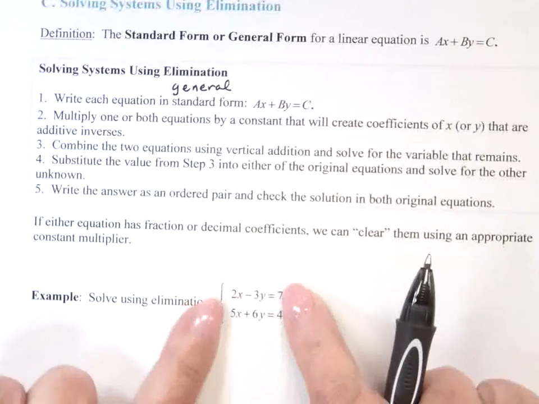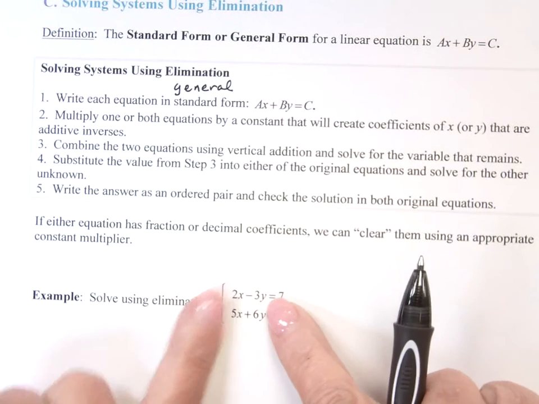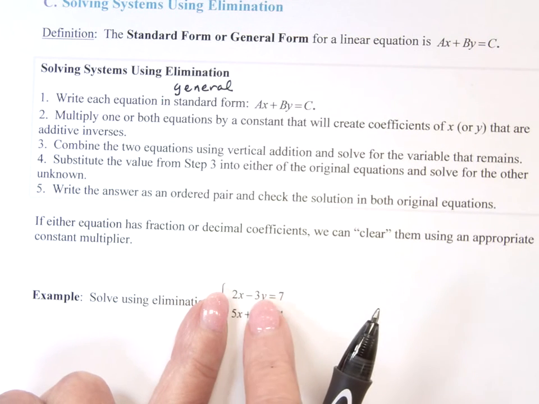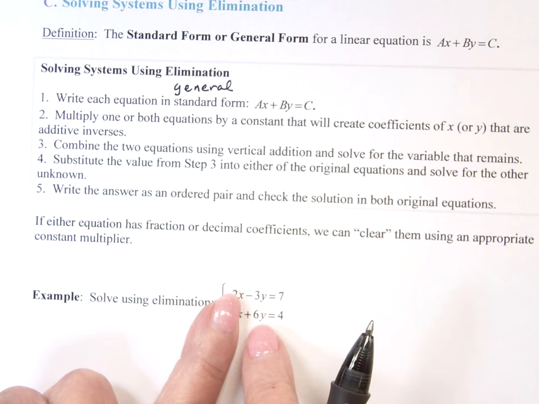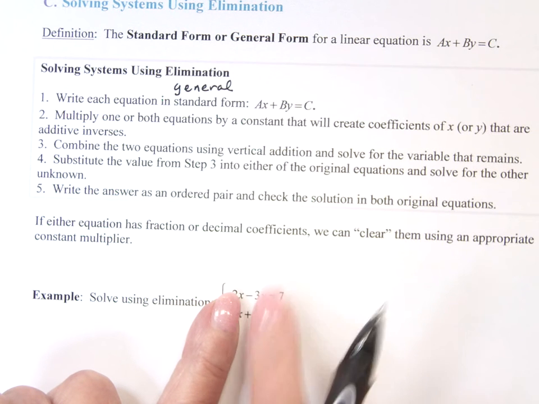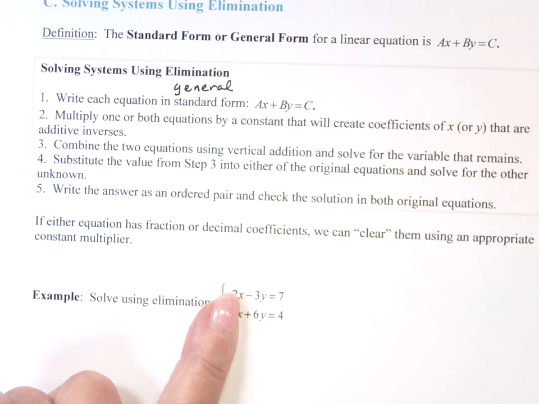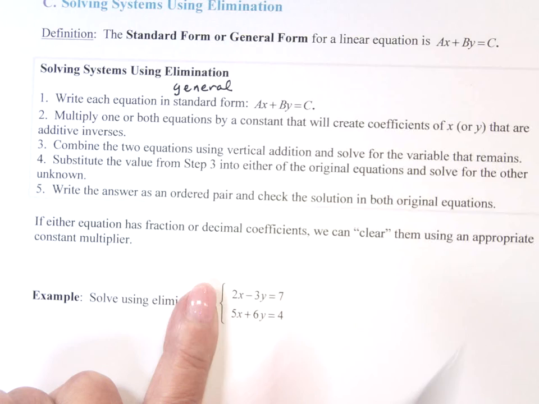So in this particular instance, I notice if I multiply the first equation by 2 and add, the y's would drop out. I'd have a -6 and a +6, and the y's would go. That's kind of the name of the game.